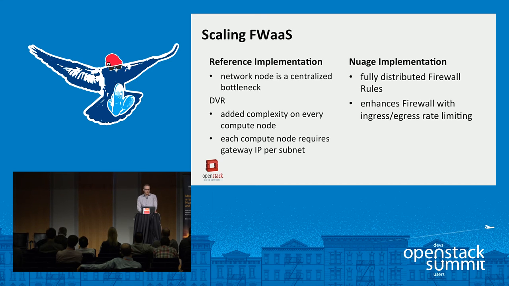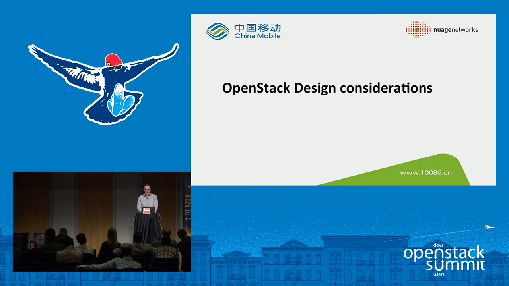Firewall as a service is another very important point for China Mobile. And again, you're looking at a centralized bottleneck for each of your firewall as a service nodes, for firewall as a service egress or firewall as a service between subnets. Same constraints in the Nuage implementation. We fully distribute these firewall rules down to each of the computes, so you can communicate either between subnets through the firewall locally or out into the wide world without needing to go through a firewall as a service node. So, what does this mean from a design considerations perspective?